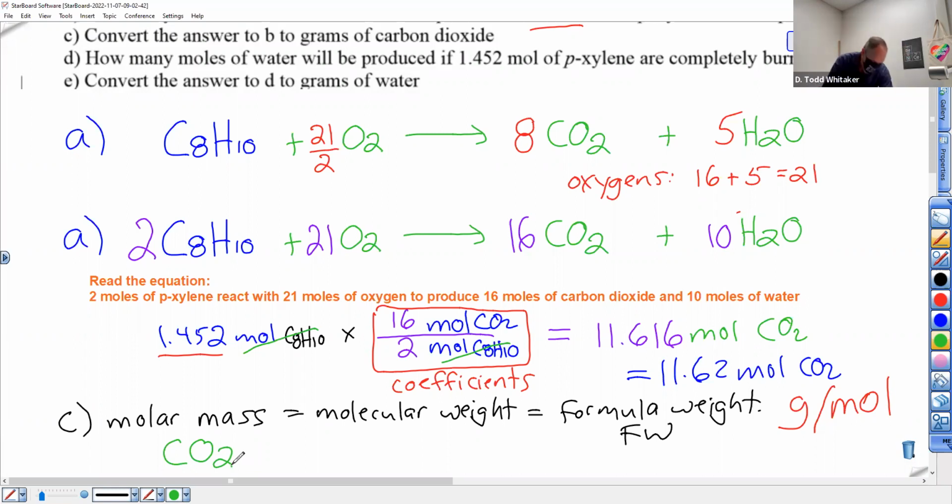Okay? And we got 12.01. Remember, my periodic table that I hand you on Monday, November 14th, has 4 sig figs for every molar mass, also known as formula weight. 4 sig figs. So I'm only going to use 4 in the lecture notes every time. Okay. Plus 2 times 16.00 equals 44.01. What are the units for that number? Grams per mole. 8th time.